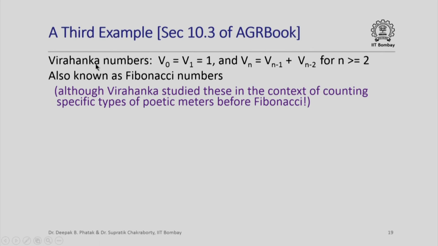In this example we want to compute Virahanka numbers. The 0th Virahanka number as well as the first Virahanka number are both specified to be 1, and for all values of n greater than or equal to 2, the nth Virahanka number is obtained by adding the previous 2 Virahanka numbers. These numbers are also popularly known as Fibonacci numbers, although it is interesting to note that Virahanka studied these numbers in the context of counting specific types of poetic meters way before Fibonacci did.